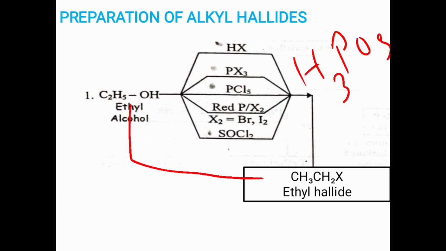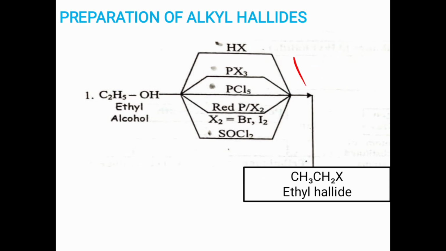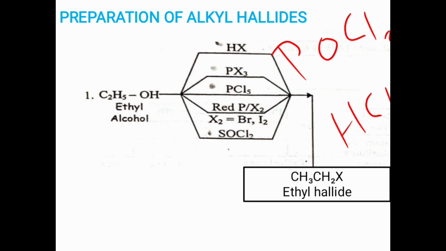And the same goes when we react the ethyl alcohol or alkyl alcohol with phosphorus pentahalide, that is phosphorus pentachloride or pentabromide. The byproducts formed are POCl3 and HCl. POCl3 means phosphorus oxychloride, and the other byproduct is HCl.